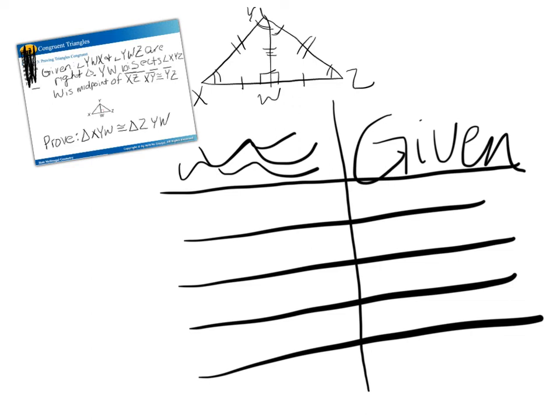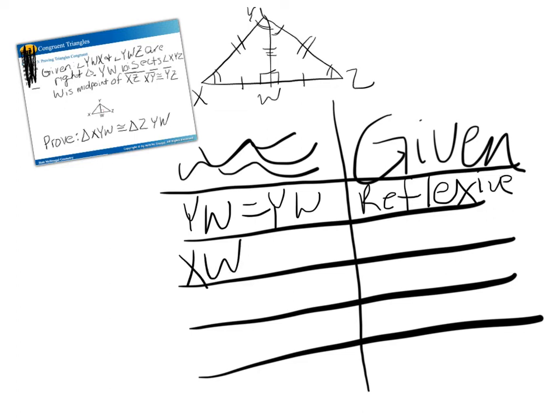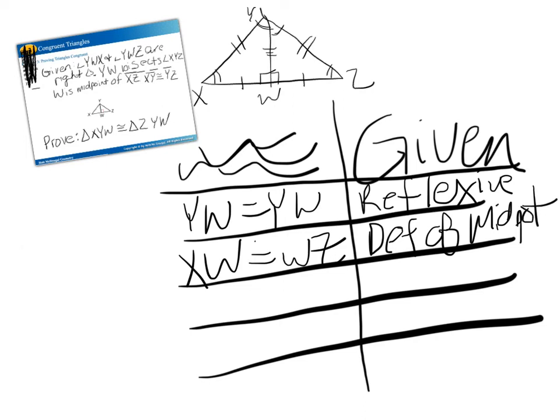Before I can prove they're congruent, I have to prove in this 2-column proof that everything's congruent. So first I'm going to start with the easy one. I'm going to say YW equals YW, and that's reflexive. Next I'm going to go XW is congruent or equal to WZ. That's the definition of midpoint. Because they told us W is the midpoint, I know these two are congruent. Alright, this is our bottom side. The diagonals, this was given to us, so that's already mentioned.